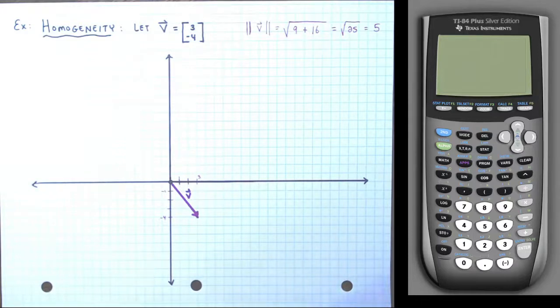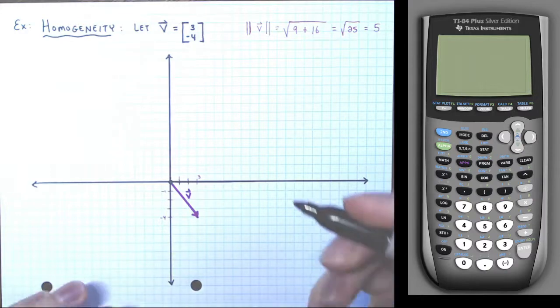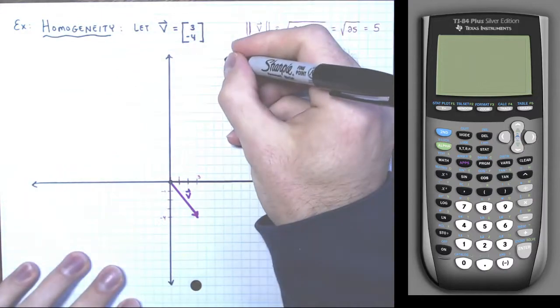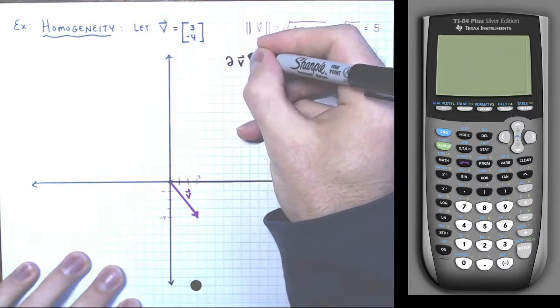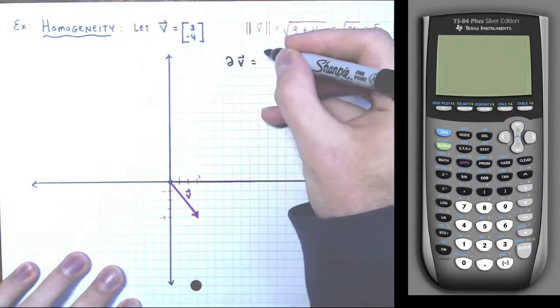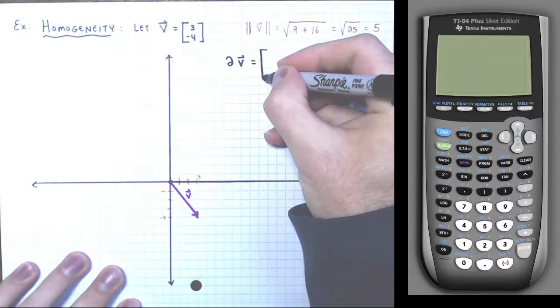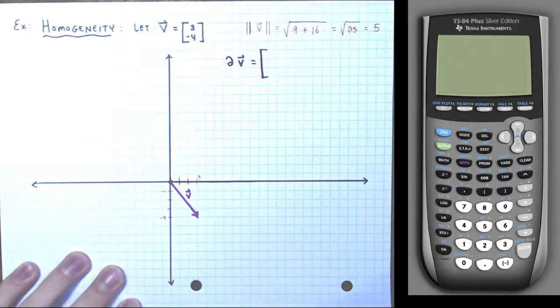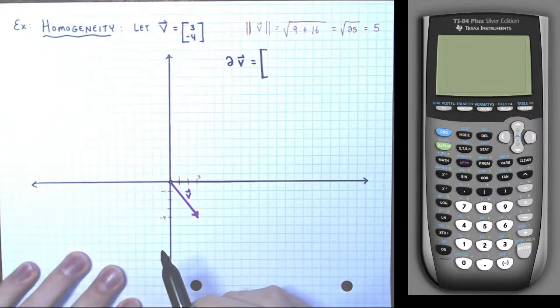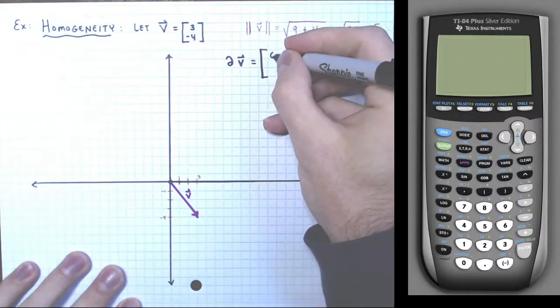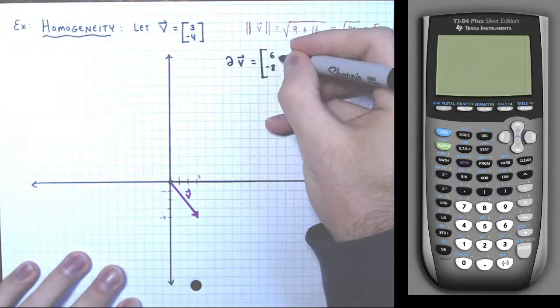So let's multiply v by, say, 2, a positive scalar. So how about let's find 2 times vector v, right? So multiplying, remember this is just a vector space R2, under standard definitions for vector addition and scalar multiplication. So I simply multiply each component of v by the number 2. So that'd be 6, negative 8.